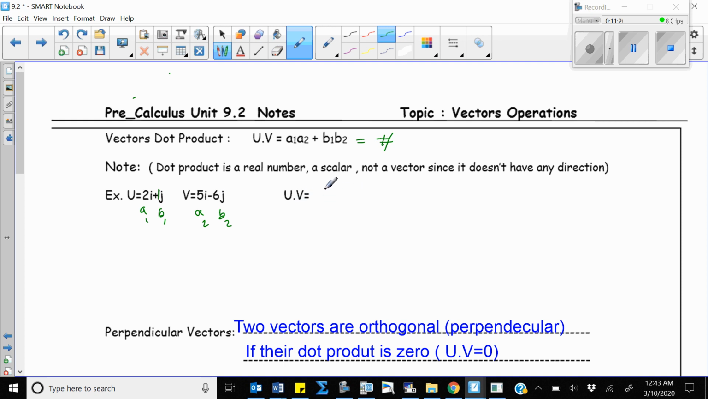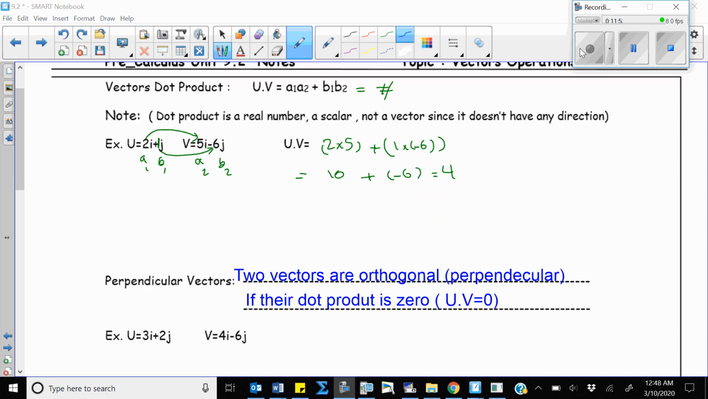Now u times v is a1 times a2. That means 2 times 5 plus b1 times b2, which is 1 times negative 6. So it's 10 plus negative 6, which is 4. So as you see, the dot product of two vectors is just a number. It's not a vector. It doesn't have any direction.